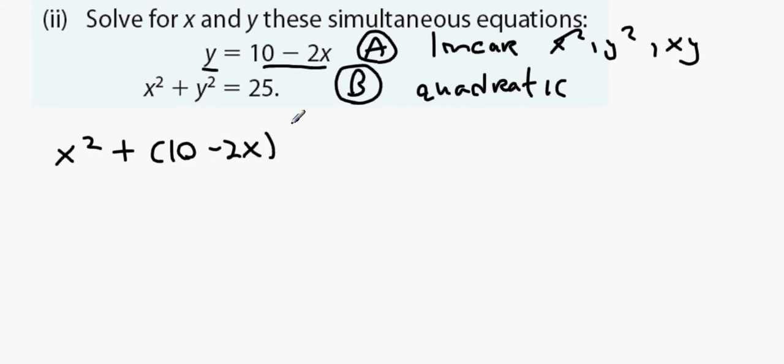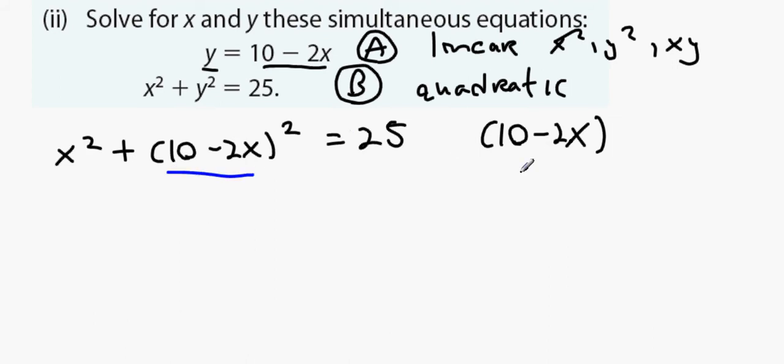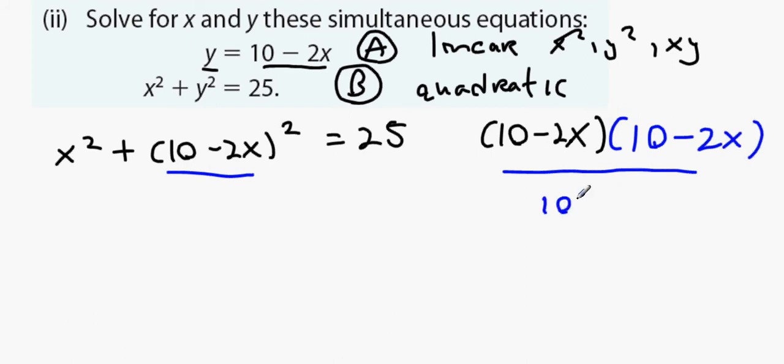Now remember, 10 minus 2x squared, which is this part here, is 10 minus 2x by 10 minus 2x. And what this gets you is, it gets you 100. Now we can just multiply this out. We want to multiply this out the long way, which has all the steps. What you're going to do is multiply the first number by the second bracket, and then the second number by the second bracket.